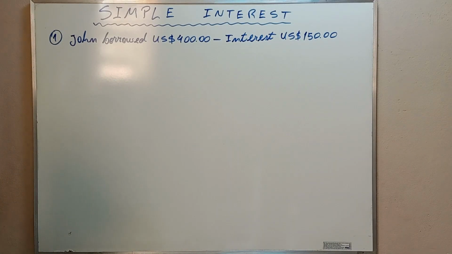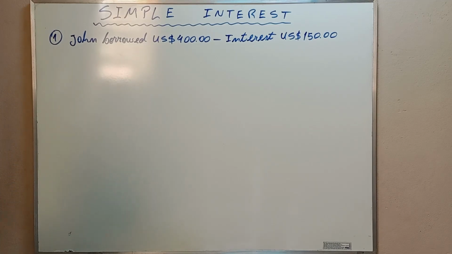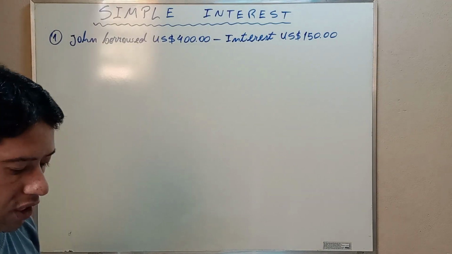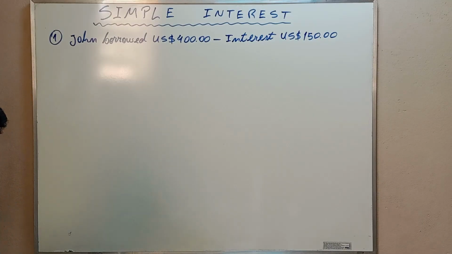But firstly, let's review the information that the exercise provided. The exercise said that John borrowed $400 from Bank X and that the interest amounted to $150 and he repaid the loan after 2 quarters. Alright, this is the information that we are going to use to find the monthly simple interest rate.